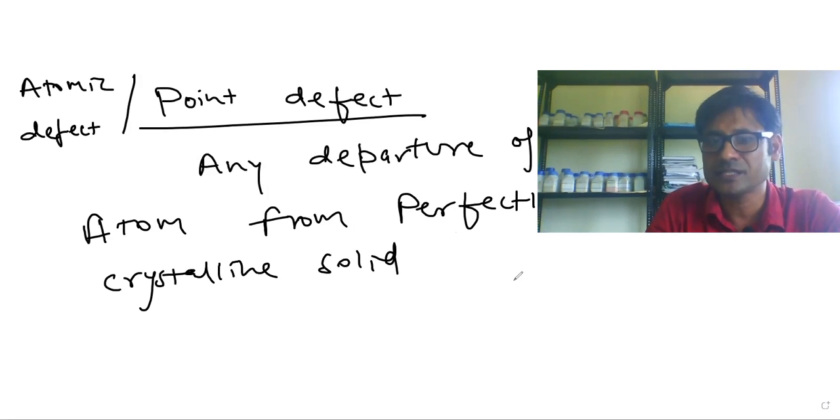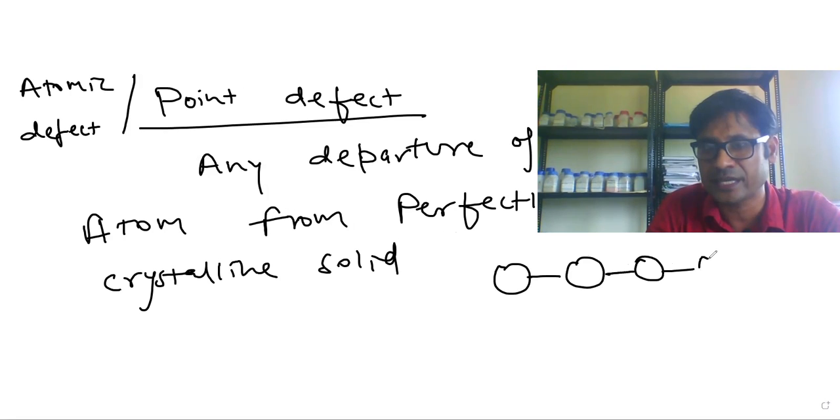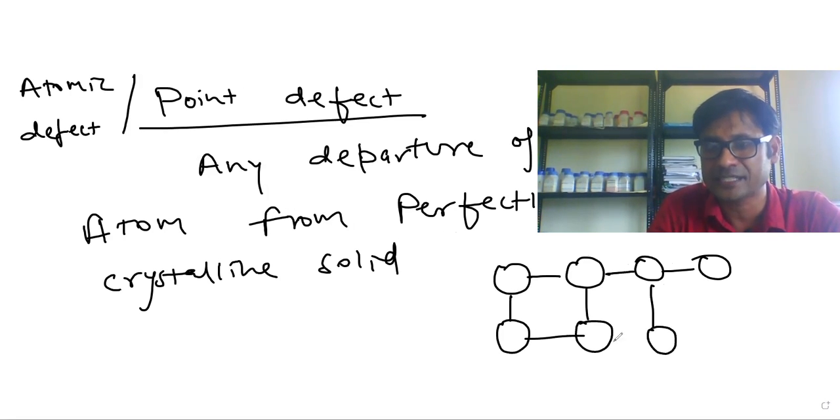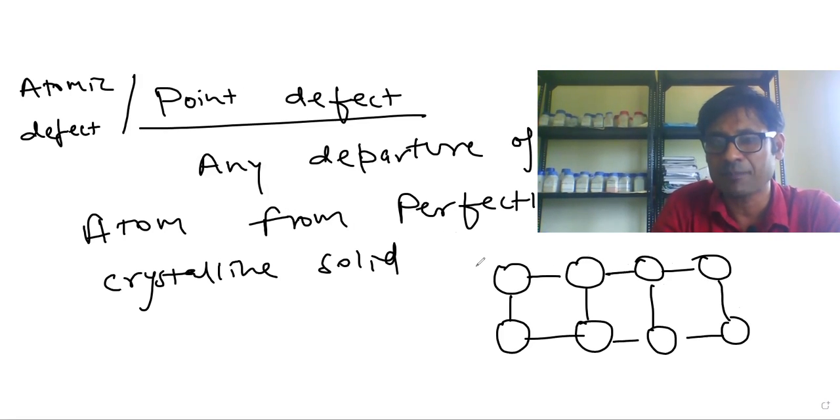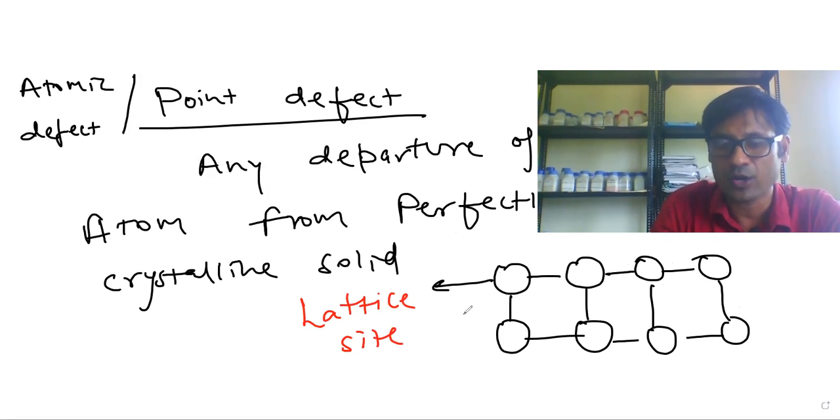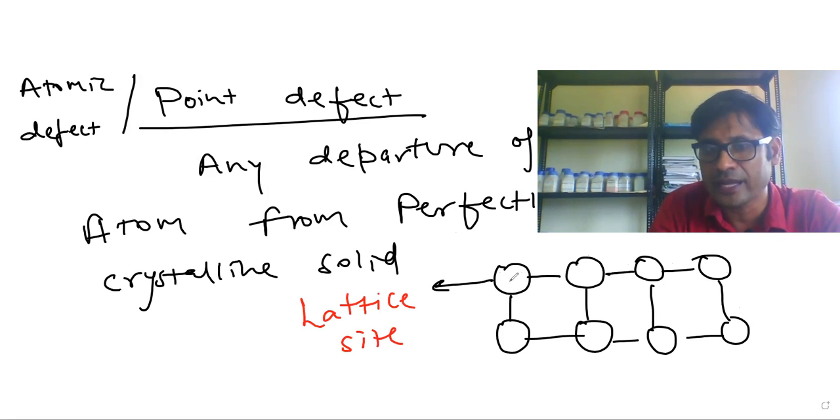Any departure means, suppose this is a perfect crystalline solid. This point is called a lattice site, where atoms are present. This site is called a lattice site, and here atoms or ions or molecules are present, suppose A plus B minus. So this site is called a lattice site.